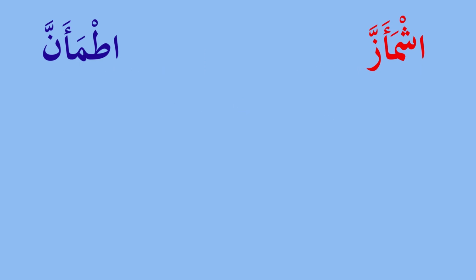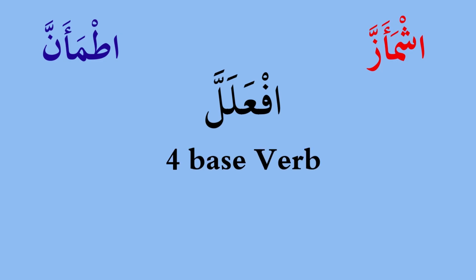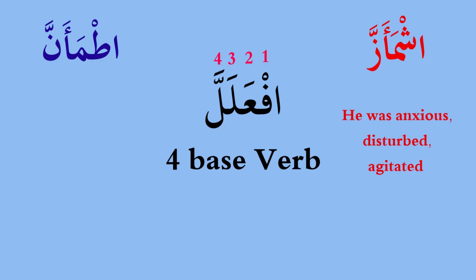Now, let's look at these two verbs. They're both on the pattern of if'alalla, which is a ruba'i verb. It's a 4 base letter verb. Ishma'azza means he was anxious, disturbed, agitated, as we explained. And itma'anna means he was tranquil, calm, at peace. So these are opposites. And this is how the Qur'an works. One of the ways it defines terms is to look at opposites. And there are many examples of this in the Qur'an itself.